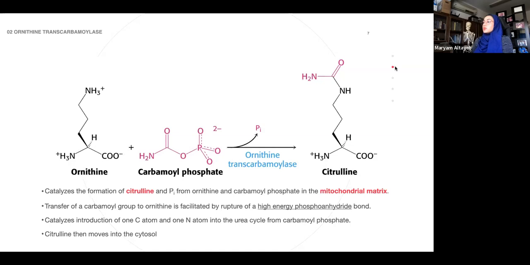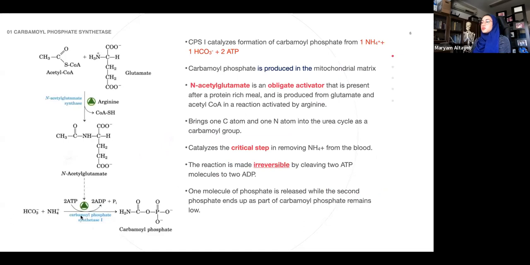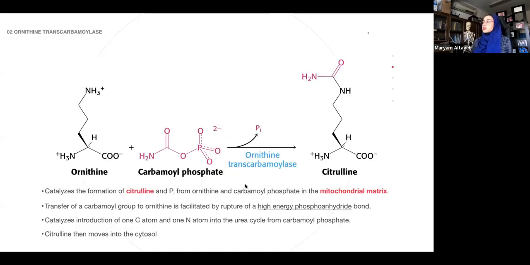Okay, so what this is doing essentially is it's catalyzing the formation of citrulline. And here you don't have any specific activators you need to know about. The most important was N-acetylglutamate that we talked about in the last slide. So for the rest of the urea cycle, there isn't anything specific. So ornithine transcarbamylase is going to catalyze the formation of citrulline and one inorganic phosphate. Okay, we said again from ornithine and carbonyl phosphate, and this occurs in the mitochondrial matrix.